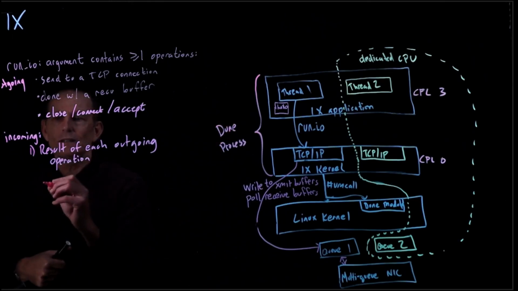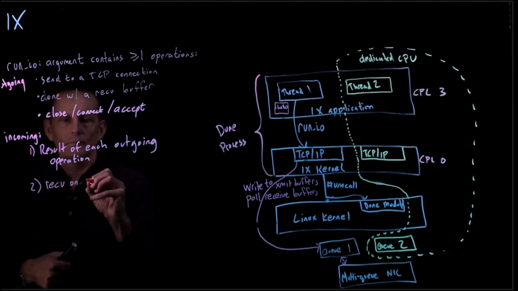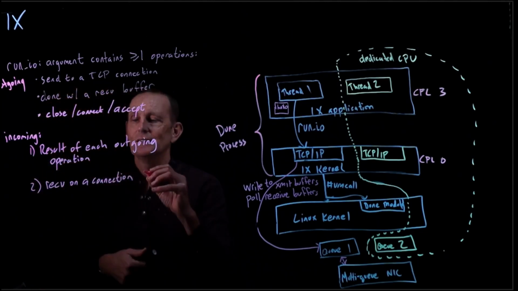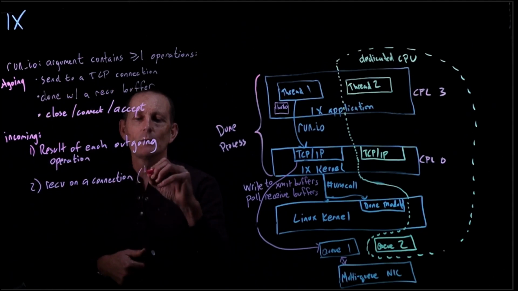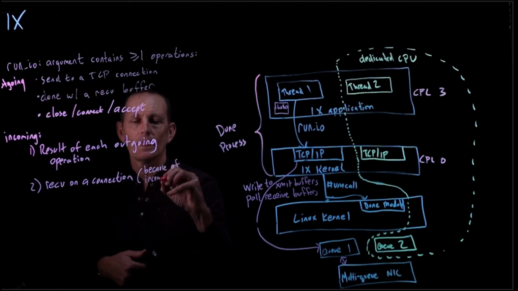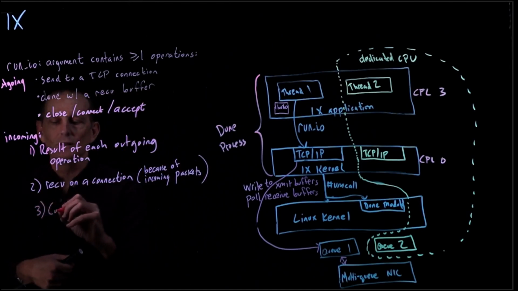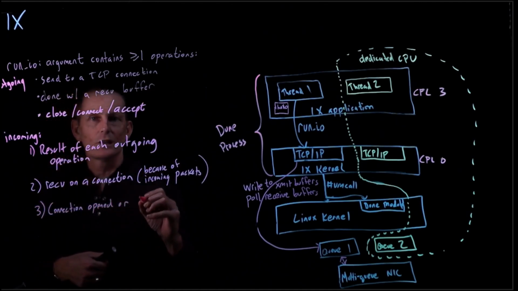Okay, and then what else are we going to get? We're going to get receive on a connection. So a connection now has some data that's available from it. This is because of incoming packets. What else? We may have a connection opened or connection terminated.